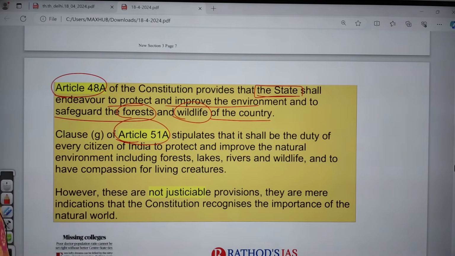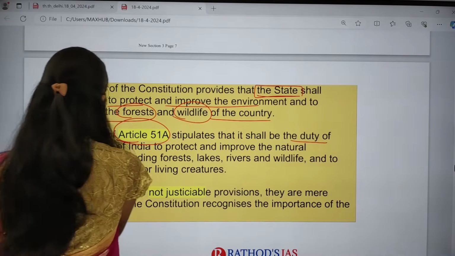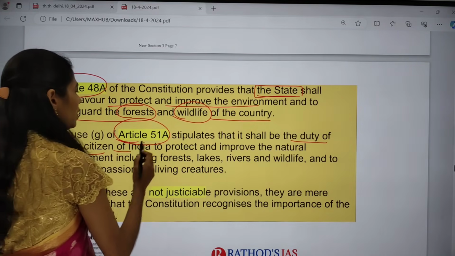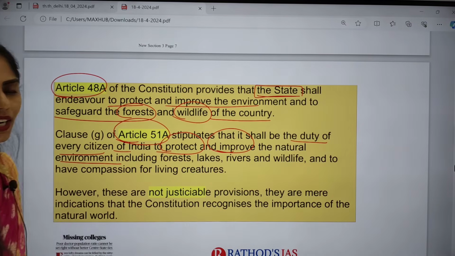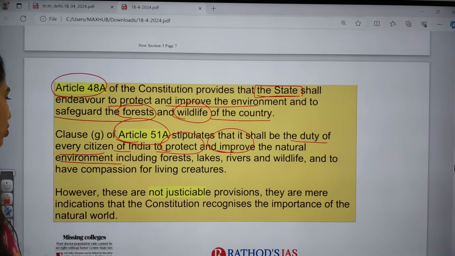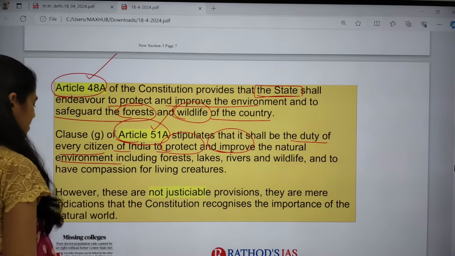So Article 51A stipulates that it shall be the duty of every citizen of India to protect and to improve the natural environment, for example forests, lakes, rivers, wildlife, etc. We have to protect them. So it is present in our fundamental duties, and this is our DPSP.